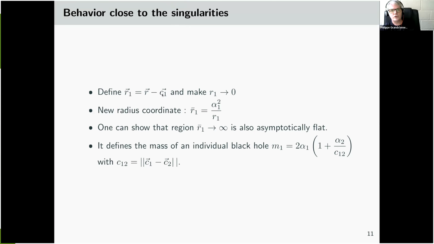You can actually do a coordinate change and see what happens close to the singularities. So if you go close to C1, for instance, by using this R1 and make it go to 0, you can then introduce a new coordinate, R1 bar, which is essentially the inverse of this R1. And so if you go close to the diverging point, meaning if you make R1 bar go to infinity, you can show that this is also an asymptotically flat region, but this is linked to a different mass, which takes this expression.